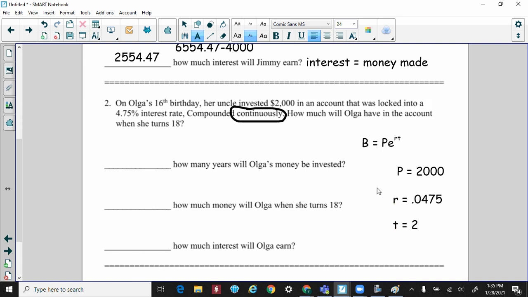Now, the last thing is, what does this E stand for? This E stands for the function that is on your calculator. If you have a graphing calculator, you should see where the E function is. In fact, I'll give you a picture of it right now.